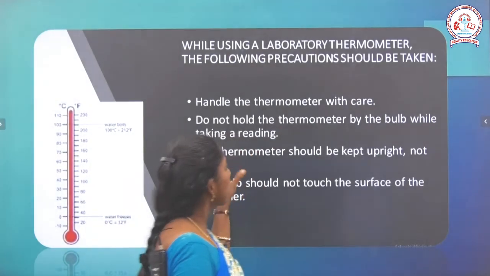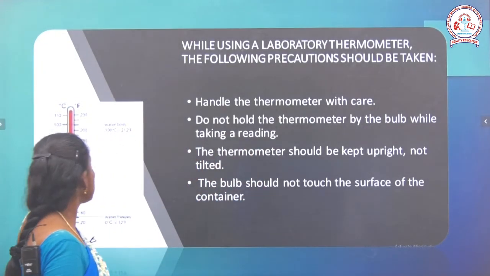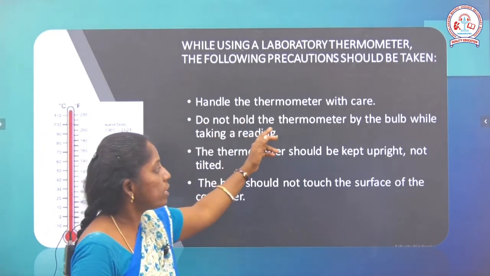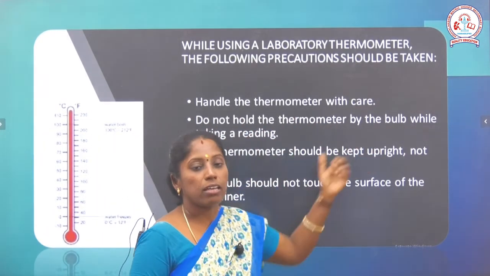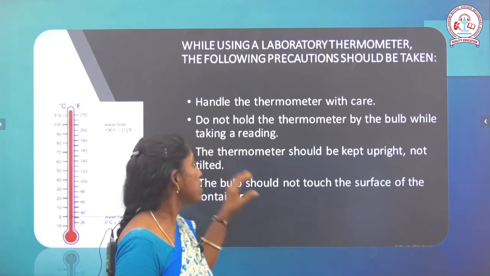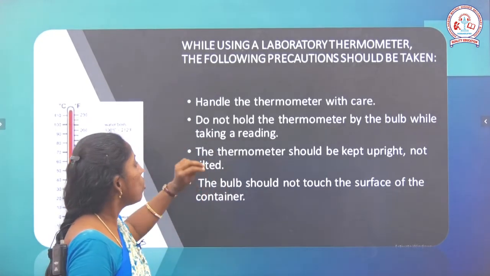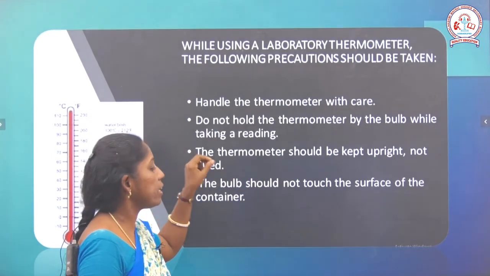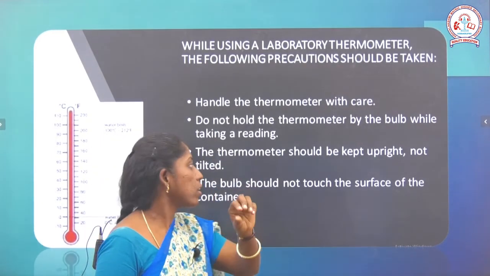Then what are the precautions while you are using this laboratory thermometer? We should handle it carefully. I told you before, with care. Why? Because it is made of glass. Then second one, what is that? Do not hold it while you are taking the reading. While taking the reading, you should not hold it.